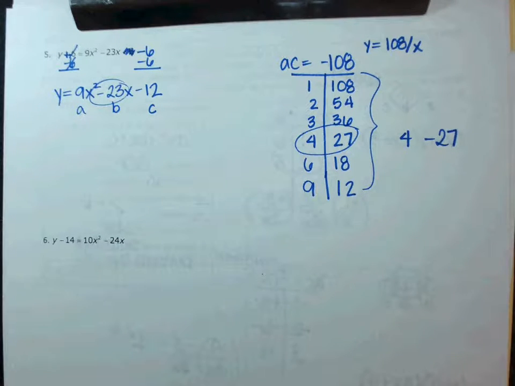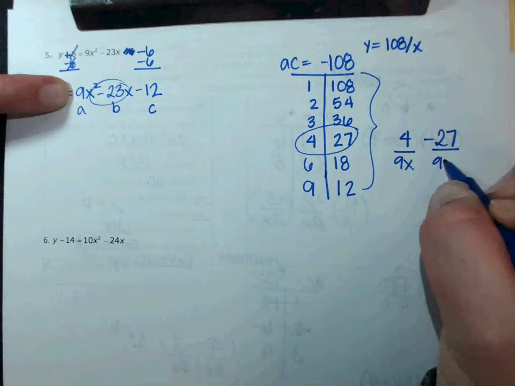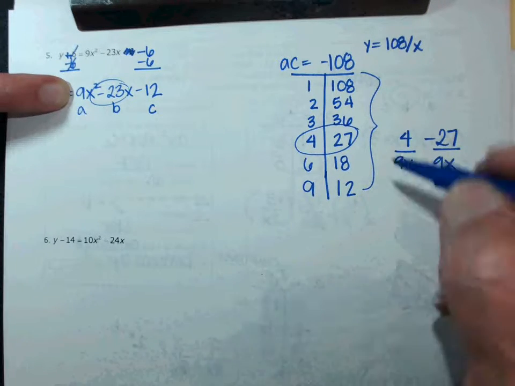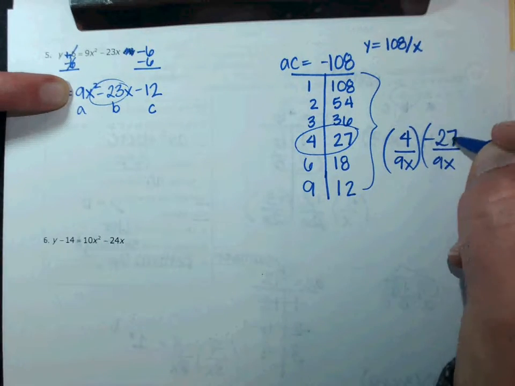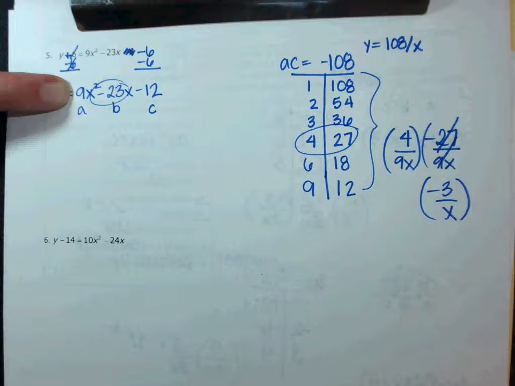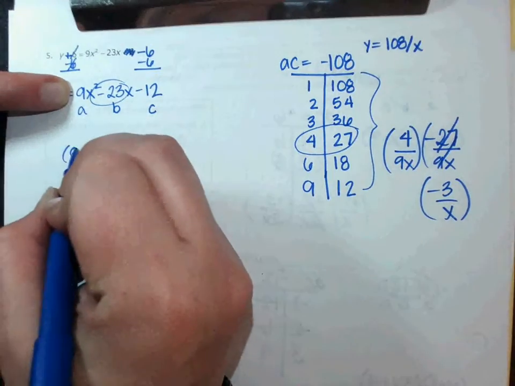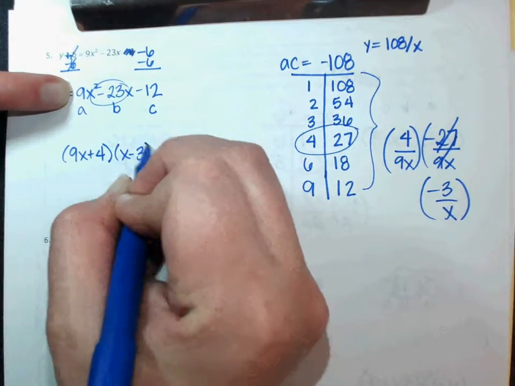Then once I pick the order that I'm going to subtract, I divide by AX. What's my A here? 9. So I'm going to divide by 9x, divide by 9x. Can 4 divide by 9? No. That one's done. Can 27 divide by 9? Yes. What do you get? -3 over x. Very good. And then from there you go bottoms up. So my first factor is 9x plus 4. My second one is x minus 3.